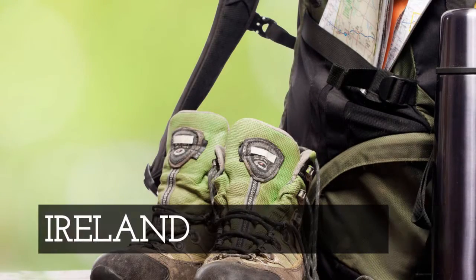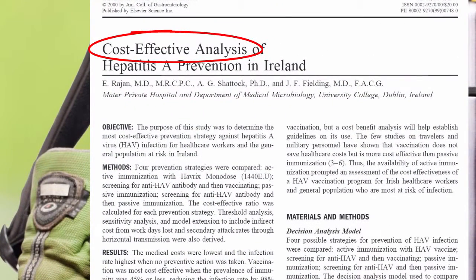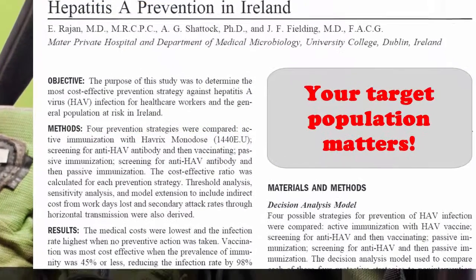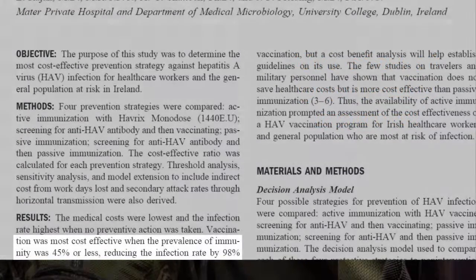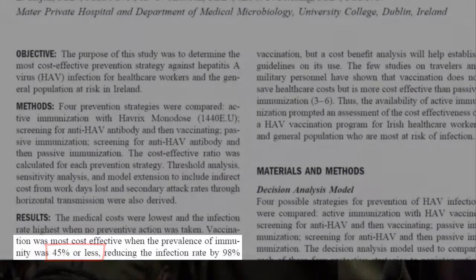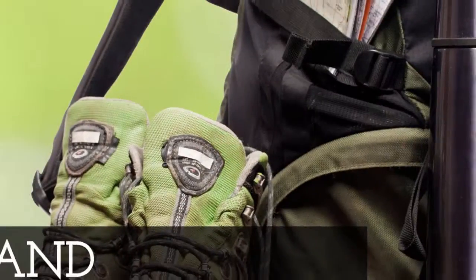Next, we move over to Ireland, where investigators use CEA to decide between 4 different strategies for preventing hepatitis A. We chose this study because it's an example of how the most cost-effective strategy may depend on the characteristics of the population. Here, vaccine was the best choice for communities with a low level of Hep A immunity, but a screening first approach followed by vaccination was better when dealing with populations in which immunity was higher.